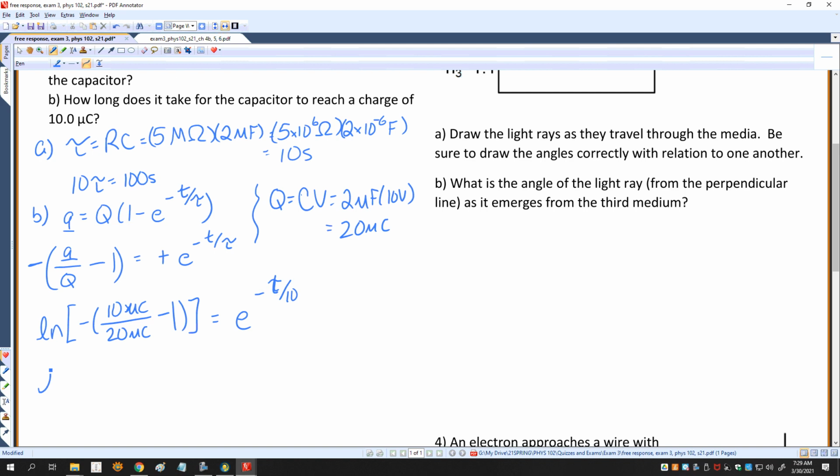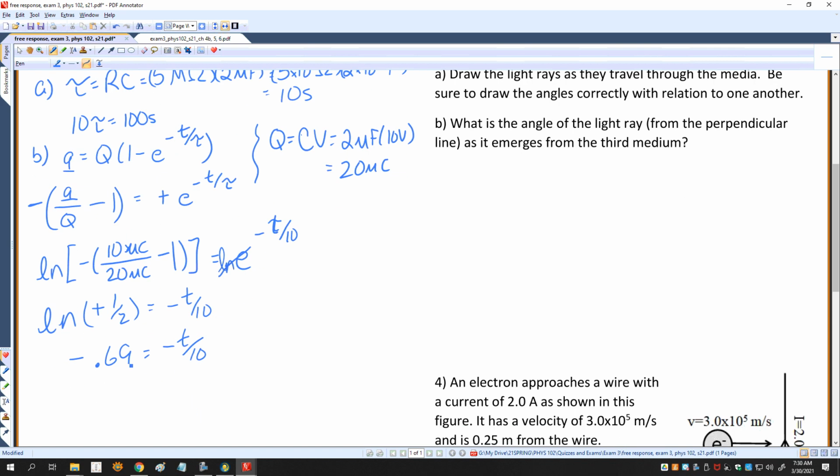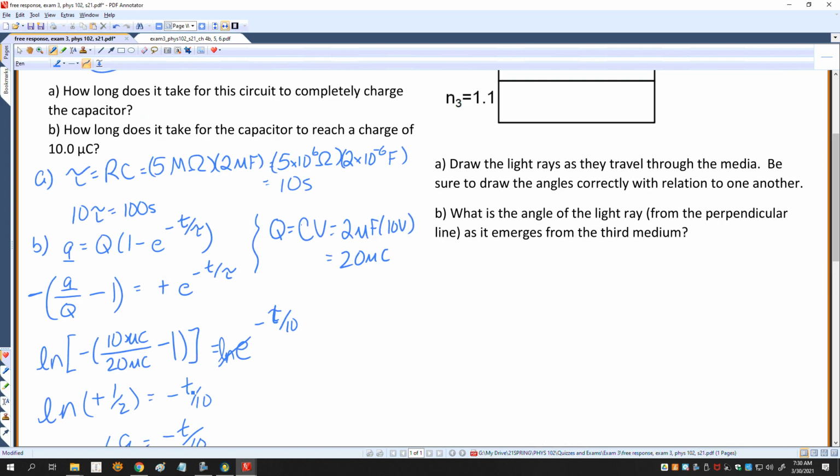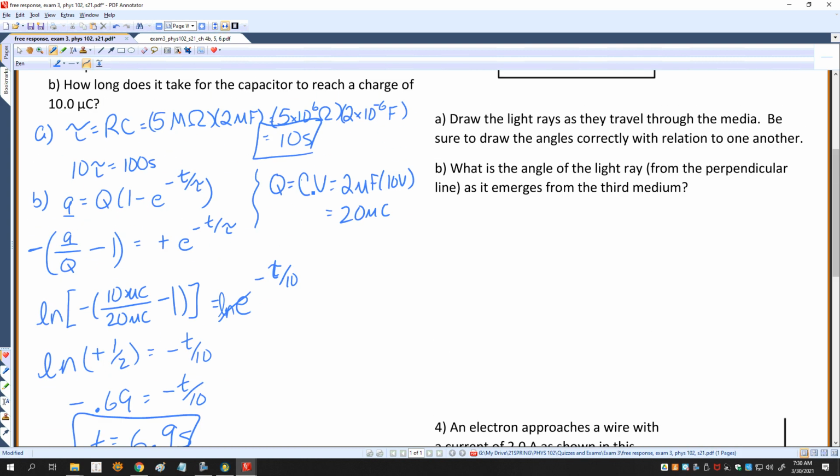So this is the natural log of a half minus 1, which is negative a half, or positive 1/2. And that's equal, if I take the natural log of this side as well, it gets rid of that. That's minus t over 10. The natural log of a half is negative 0.69. So t then is equal to 6.9 seconds. So that's the answer, 10 seconds and 6.9 seconds.